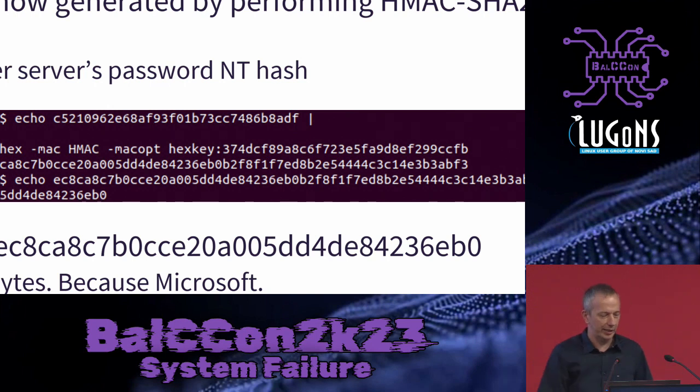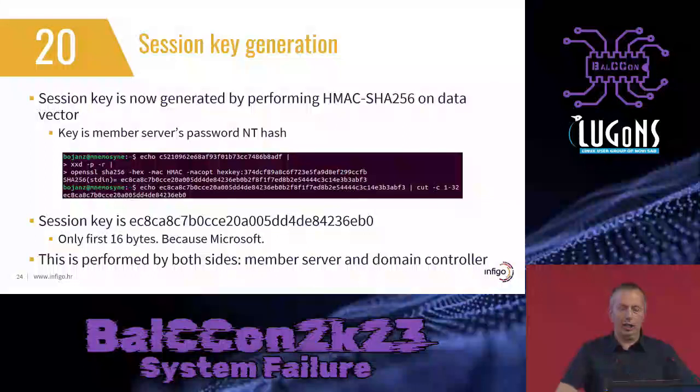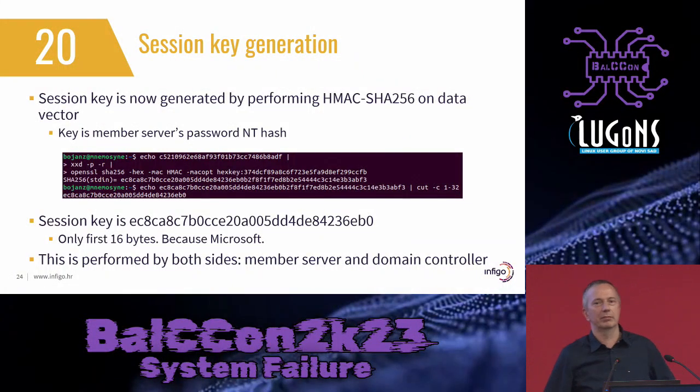Not too difficult, right? Then you get out a huge blob, because it's HMAC SHA-256, and Microsoft decided, oh, let's just take first 16 bytes, because 16 is a nice number. So they just take first 16 bytes from the calculated hash, and this will be called session key. And this is valid for 30 days.